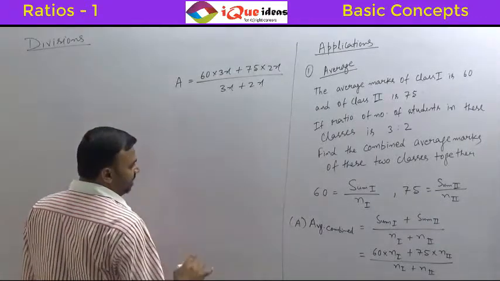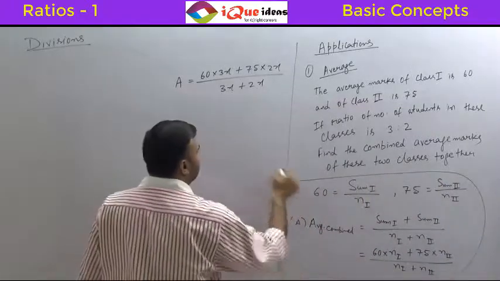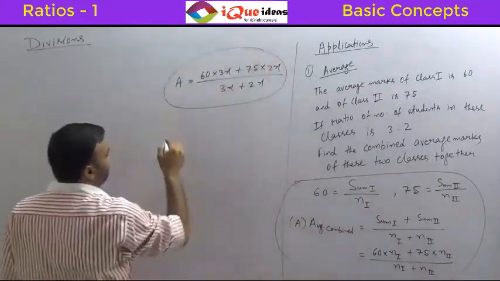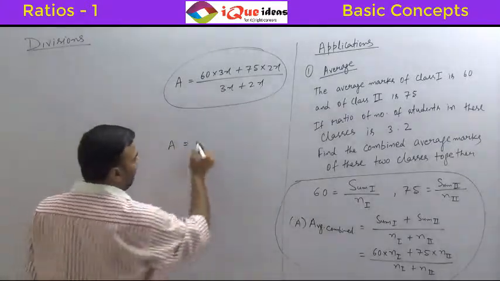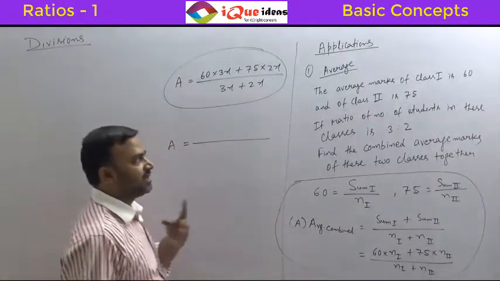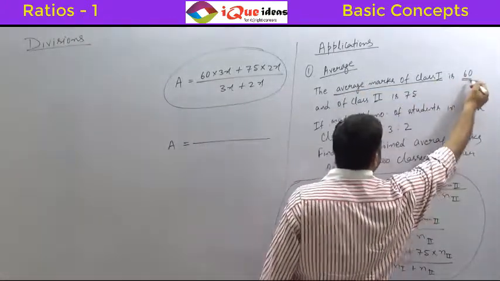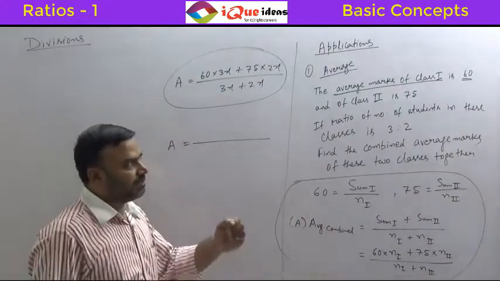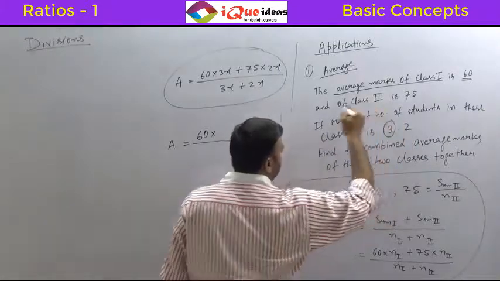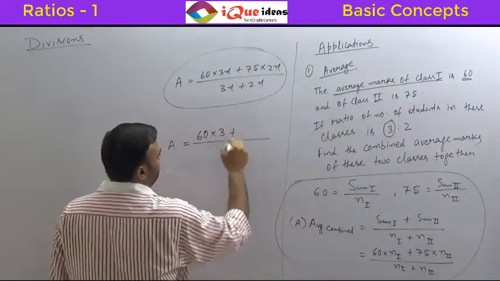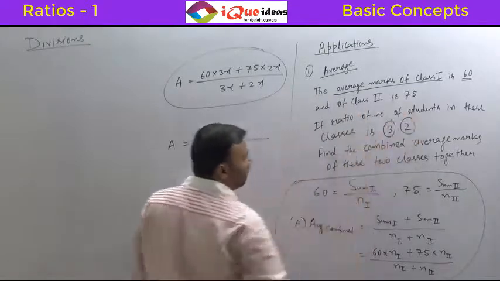So what I'm trying to say here is, instead of writing all these things, you will straight away start like this. A is equal to, that is the final combined average, is equal to the sum of marks in the first class. How would you find the sum of marks in the first class? The average of the first class is 60. Average means average per student, that is 60, into the number of students. Let's assume from the ratio that the number of students is 3, plus, now if you have assumed the number of students to be 3 in the first class, then in the second class it has to be 2.